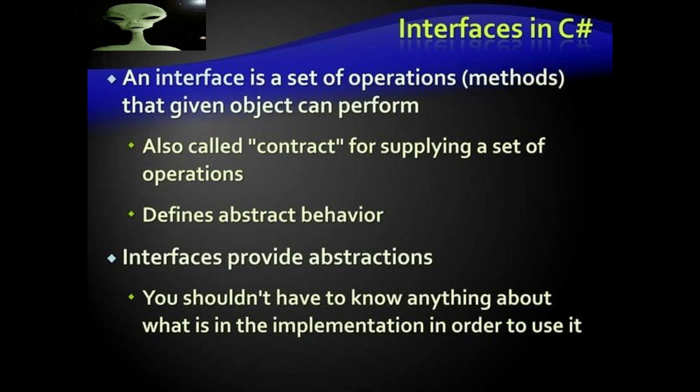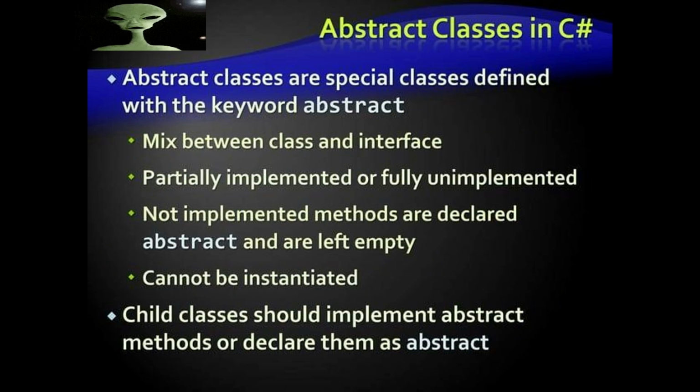An interface is a set of operations in a given object form. It can also be referred to as a contract for supplying a set of operations. It defines abstract behavior that can be inherited by different objects. The way that I personally enjoy describing interfaces is that it is like a promise. With an interface, you promise to implement these methods or these fields in your class. You should not have to know anything about what is in the implementation of an interface in order to be able to use it. Abstract classes are special classes defined with the keyword abstract.